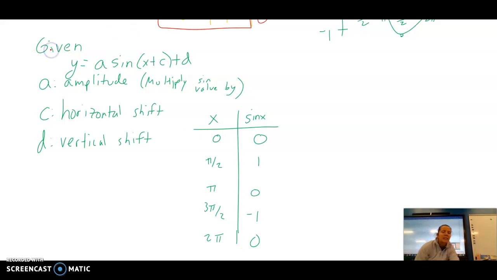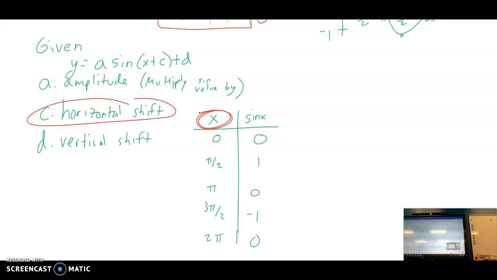So your c value will always affect whatever that x value is. So if it's a plus c, a plus c means you would subtract whatever your c value is, because this means left. Now if it's a minus c, that would mean right, so you would add c. And I'm talking about the x minus c. So you're only changing your x values. You're only moving it, shifting it.